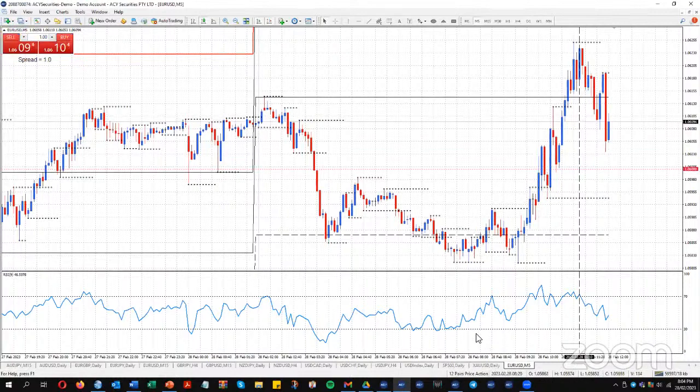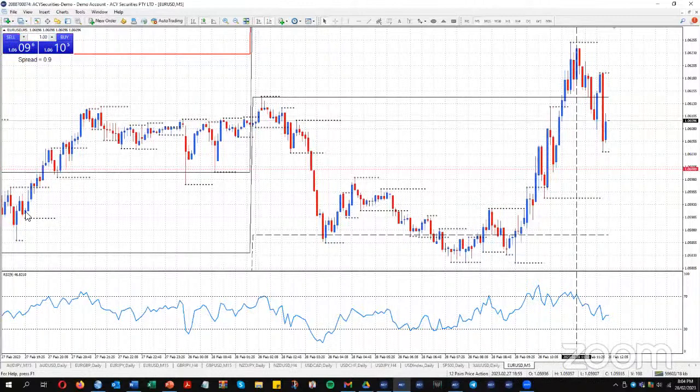All right, so you can apply that. I don't find RSI useful for myself now. I only use MACD. That's the only indicator I use.